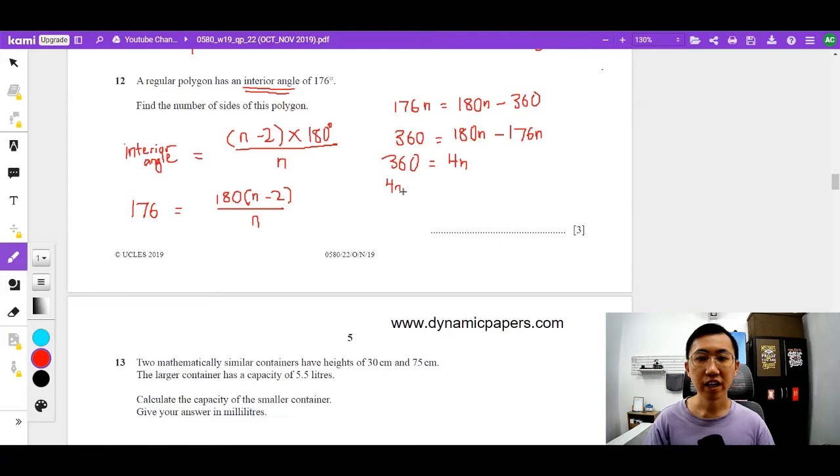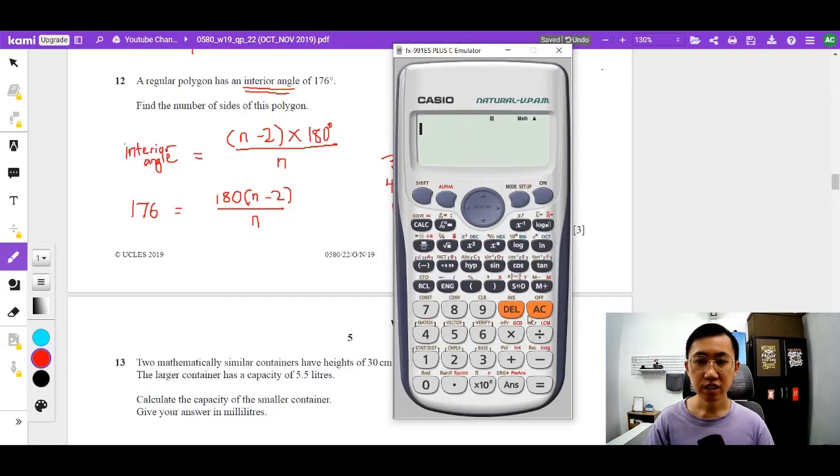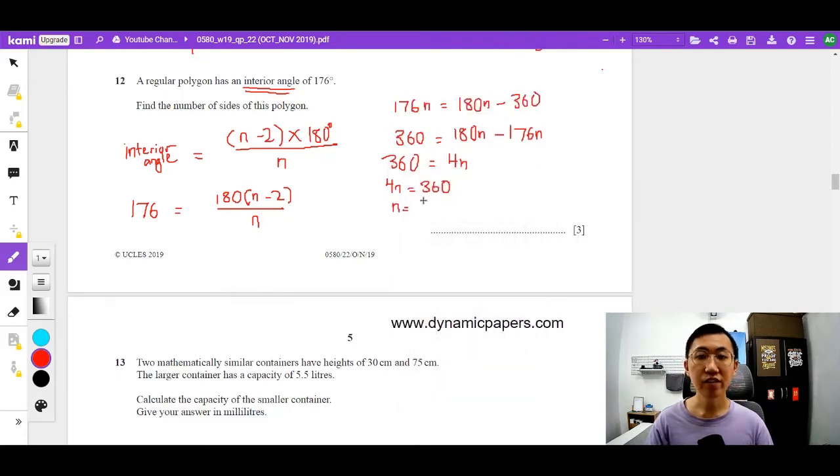So 4n is equal to 360 degrees, and n is equal to, so you take 360 divided by 4. 360 divided by 4. Almost there, guys. 90. So this polygon will have 90 sides. There you go. n is equal to 90 sides. That will be the answer.